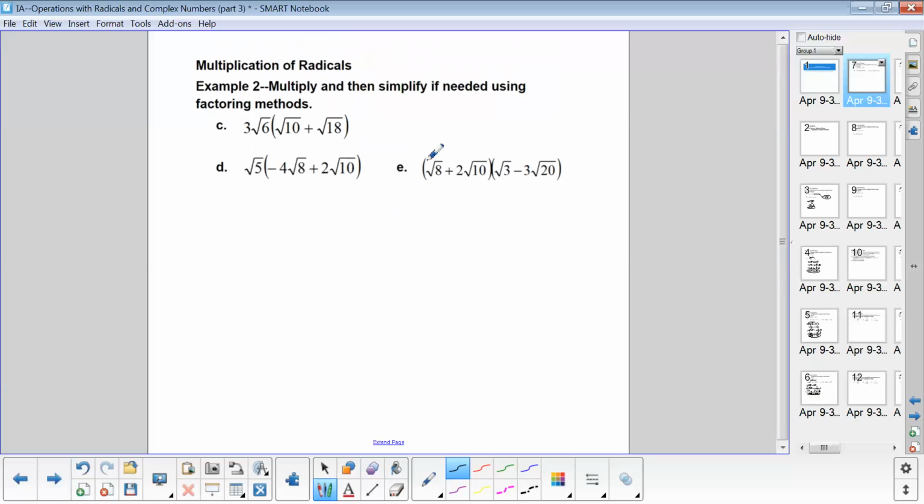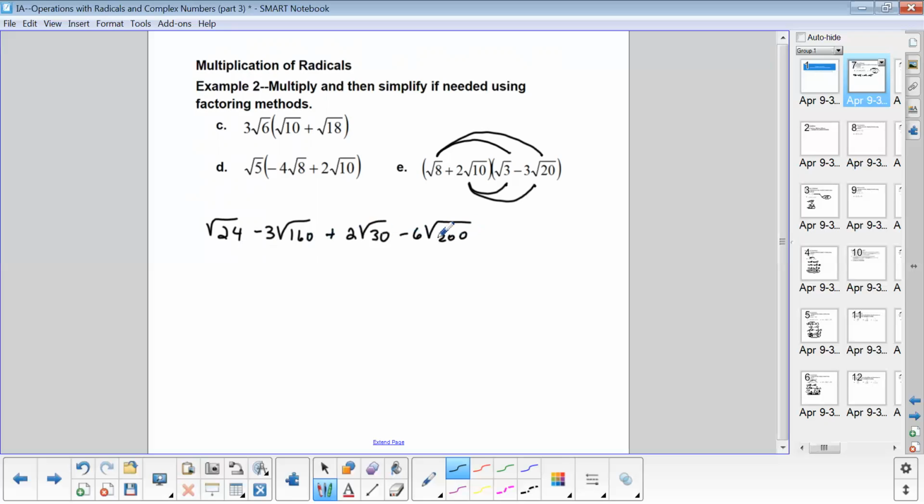And finally, part E, notice it has 4 terms. So we're going to use the distributive property twice. Square root of 8 will be multiplied to both terms. So square root of 8 times the square root of 3 would be the square root of 24. Square root of 8 times negative 3 square roots of 20 would be negative 3 square roots of 160. And then we'll take this term and multiply it by both terms. So this would be 2 square roots of 30. And then here we've got 2 times negative 3, so negative 6 square roots of 200.